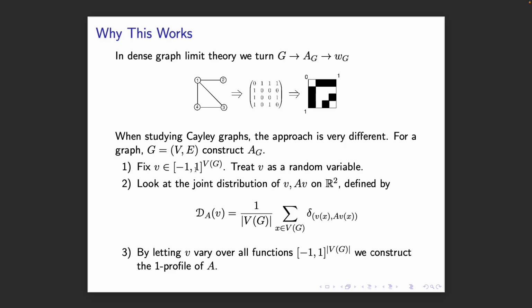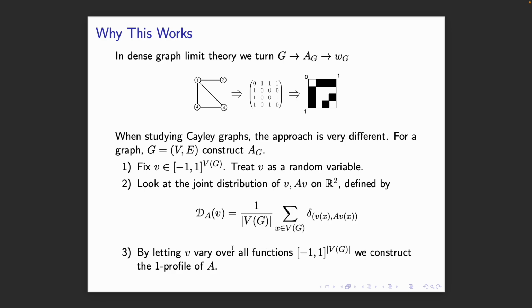Well, I guess these are sort of signals, whose values are between -1 and 1. We treat these functions as random variables. And then we're going to look at the joint distribution of that original random variable and the adjacency matrix applied to it. So this is defined as you divide by the number of vertices, you sum over all the vertices in the graph, and then you look at the Dirac delta function of the vector whose components are v of x and Av of x. And then this gives you almost a collection of points in R2.